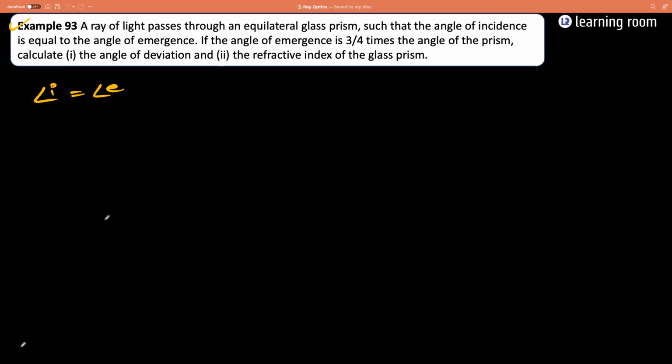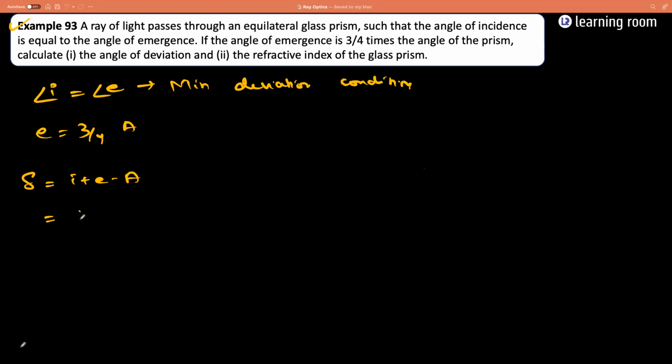A ray of light passes through an equilateral prism such that the angle of incidence is equal to the angle of emergence. The meaning of this is minimum deviation condition. If the angle of emergence is equal to 3 by 4 times the angle of the prism, calculate the angle of deviation. Delta is equal to I plus E minus A. But I and E are the same, so 2 times E minus A. So 2 into 3 by 4 times A, minus A. So how much will you get? That is A by 2. But A is 60 degrees, so the angle of deviation will be 30 degrees.